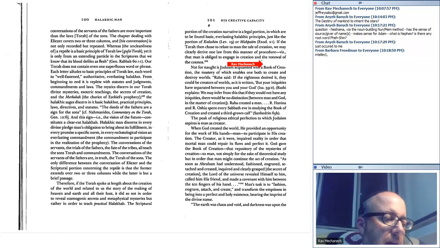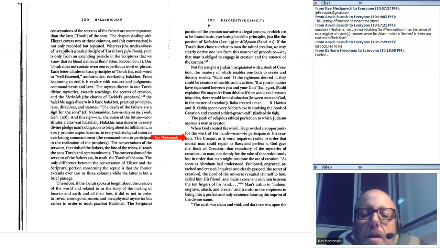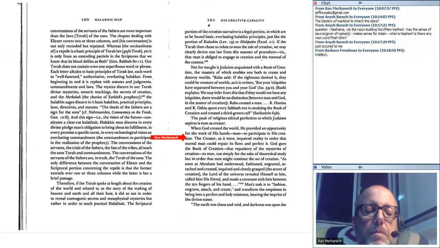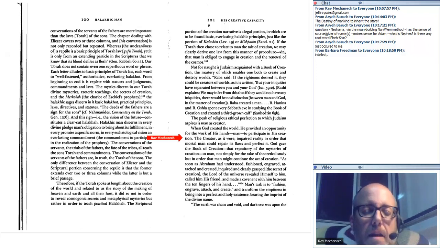And then he mentions this idea, fairly well known, that even when God creates the world, he creates it in an imperfect manner. This is an idea that people familiar with the teachings of the Maharal of Prague may have encountered. It's an idea that he gave great emphasis to, that creation itself leaves over space for man to act as partner to God.